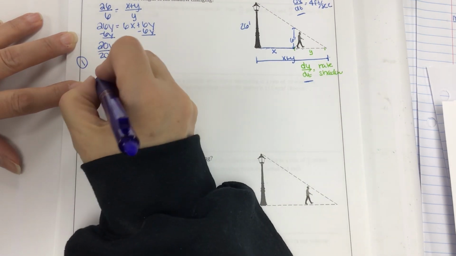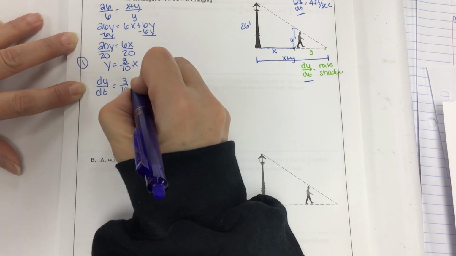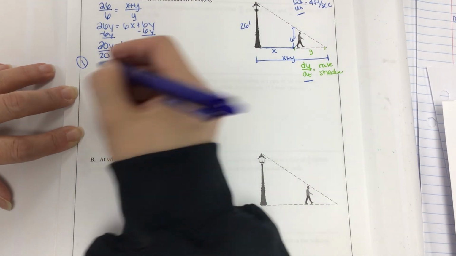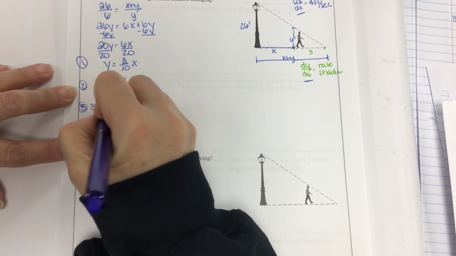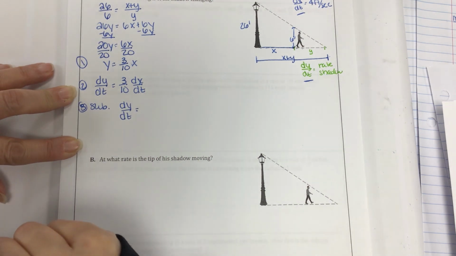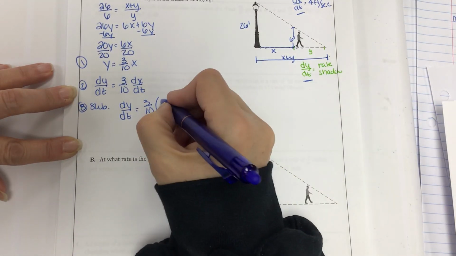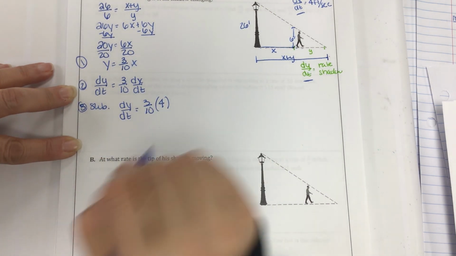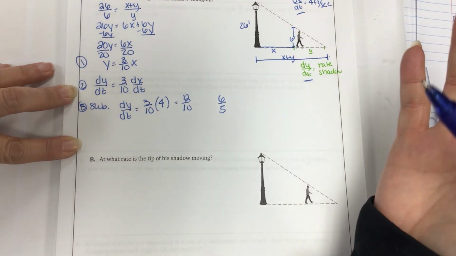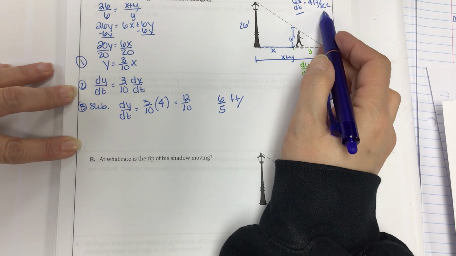The derivative of y is going to be dy/dt. The derivative of this side would be 3/10, and the derivative of x is dx/dt. I'm looking for dy/dt, so I can substitute in. This would be 3/10 times, it told us dx/dt was 4 feet per second. That would be 12 over 10 or 6 over 5. We're talking about the rate at which the shadow is changing, which would be measured in feet per what? Second.